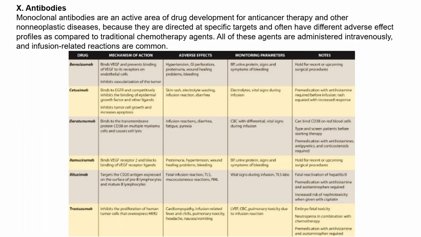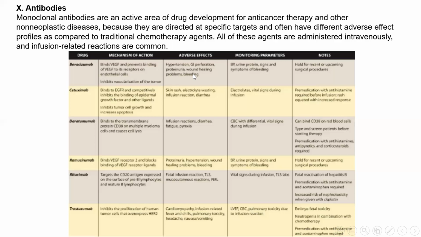And we talked about this, I think, in the first lecture, about the principles of combination therapy by using drugs with different mechanisms of action and different toxicity profiles. So here I want you just to focus on 3 drugs from this table: bevacizumab, cetuximab, and trastuzumab. The first one, bevacizumab, targets VEGF, vascular endothelial growth factor, and this is an important factor to form new blood vessels for the tumors, so they inhibit vascularization of the tumors.